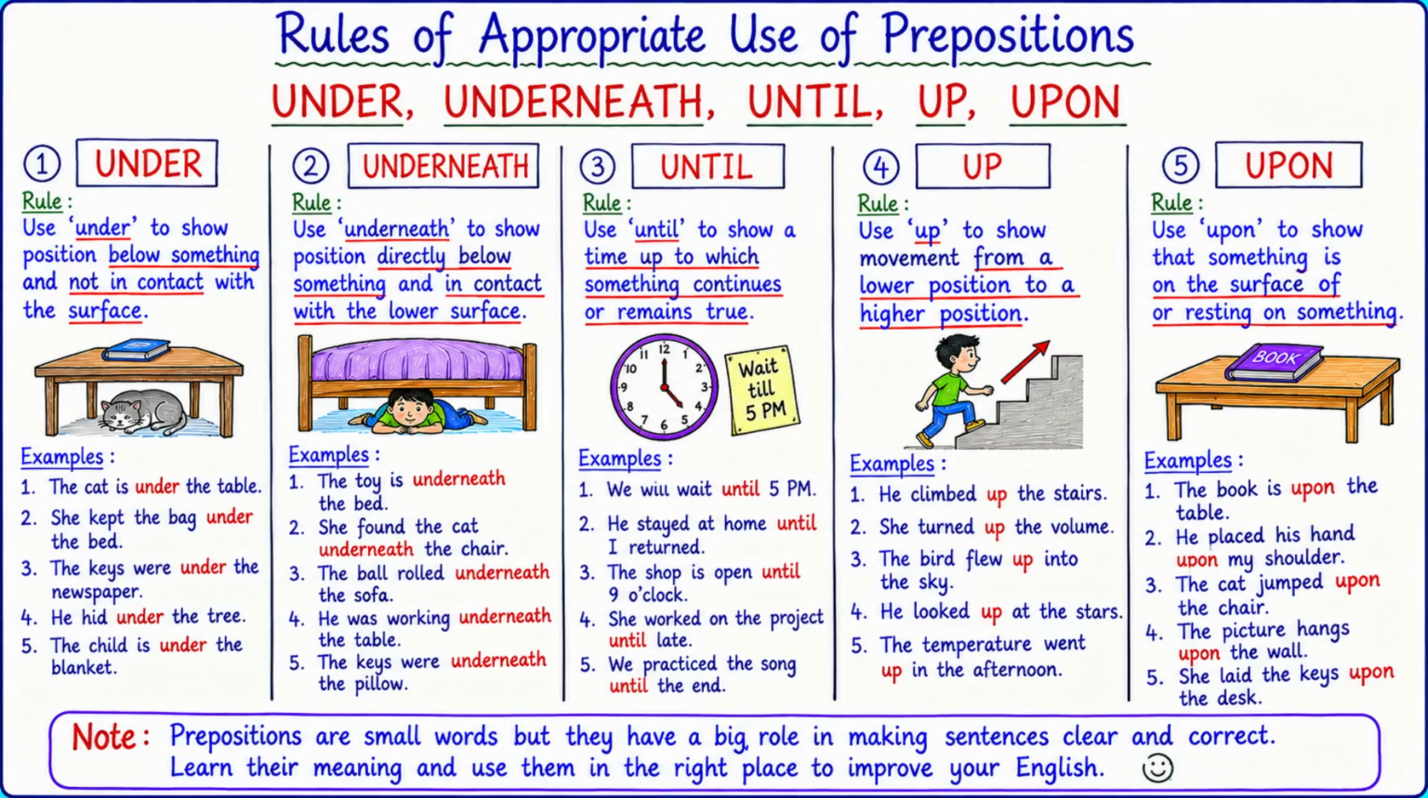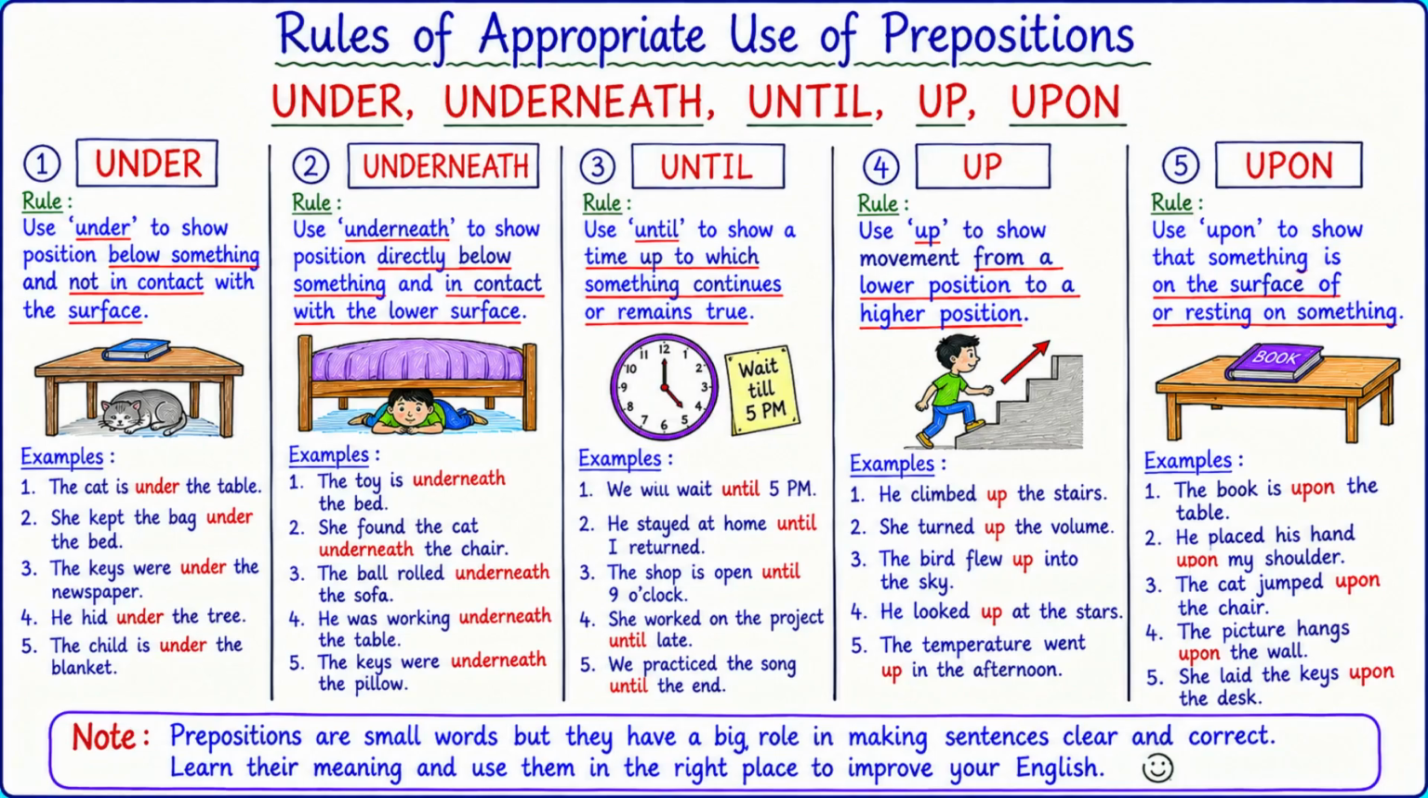2. Underneath. Now let's look at underneath. Underneath also means below or directly under something. It often emphasizes the position beneath another object. Let's look at the examples. 1. The toy is underneath the bed. The toy is below the bed. 2. She found the cat underneath the chair. The cat was directly below the chair.